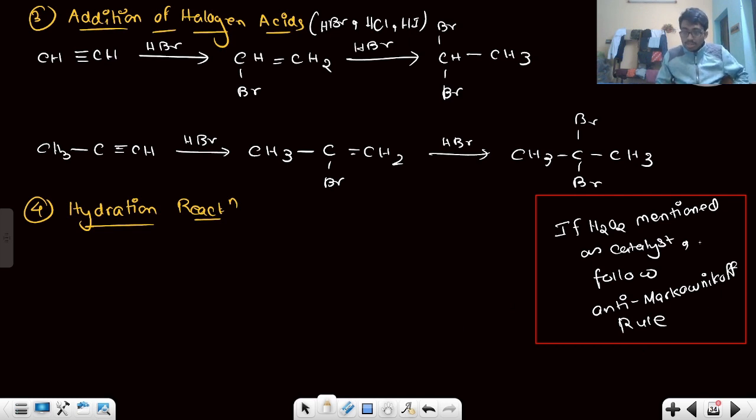Now, as a catalyst, another twist is also there. If I give HCl with H2O2, then it will not follow anti-Markovnikov rule. Then what is the condition I missed out? H2O2 mentioned as catalyst along with HBr. Mention that catalyst with HBr.